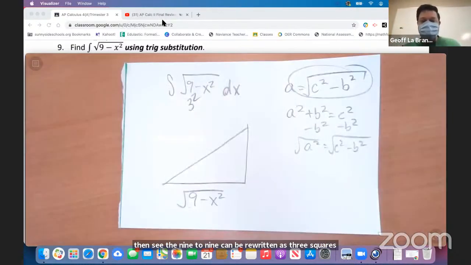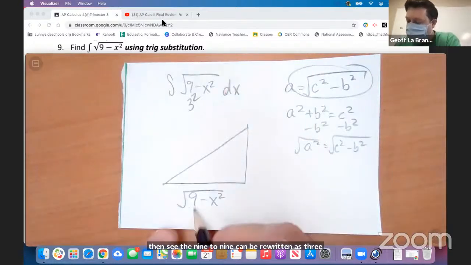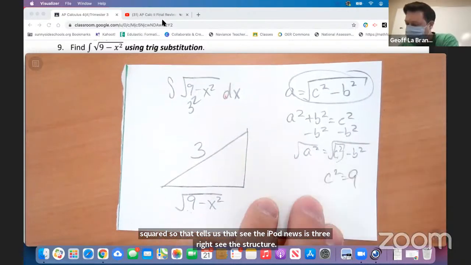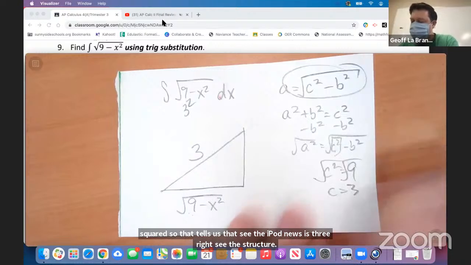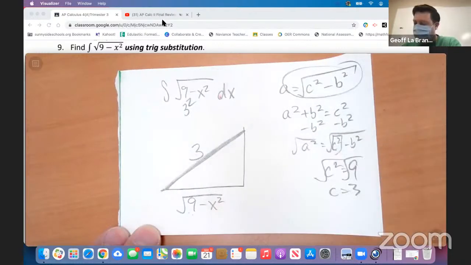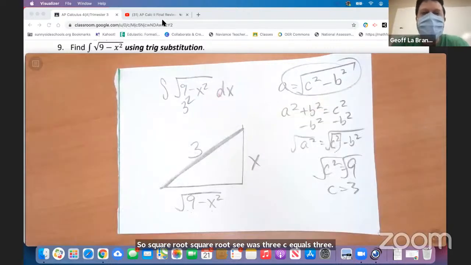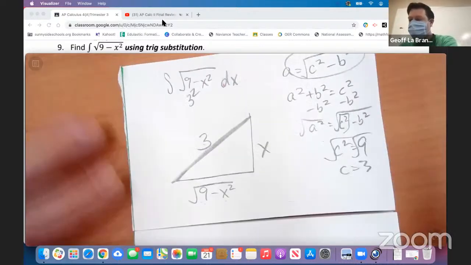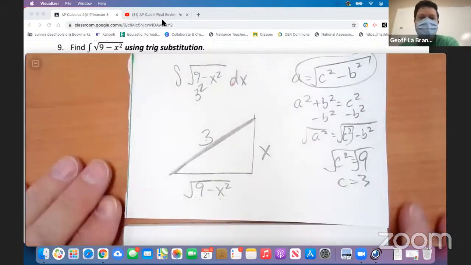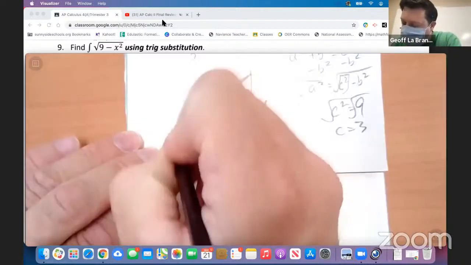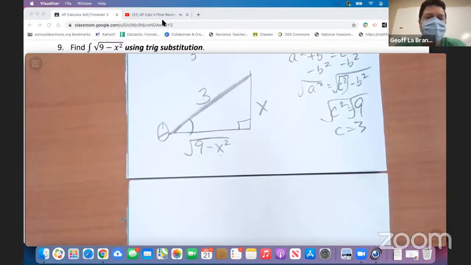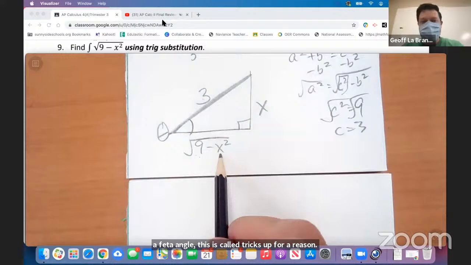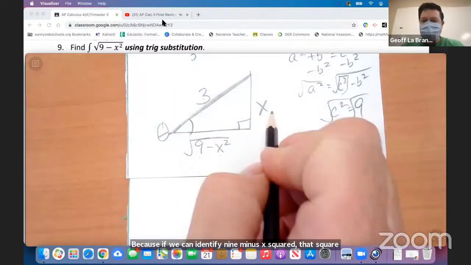So that tells us that c, the hypotenuse, is 3, right? See the structure? c squared is 9, so square root, c equals 3. And then x is the b side of this problem, right? So this expression really resolves nicely to be the sides of a right triangle. And in that right triangle, there's a theta angle. This is called trig sub for a reason, because if we can identify the square root of 9 minus x squared, that expression generates x and 3.